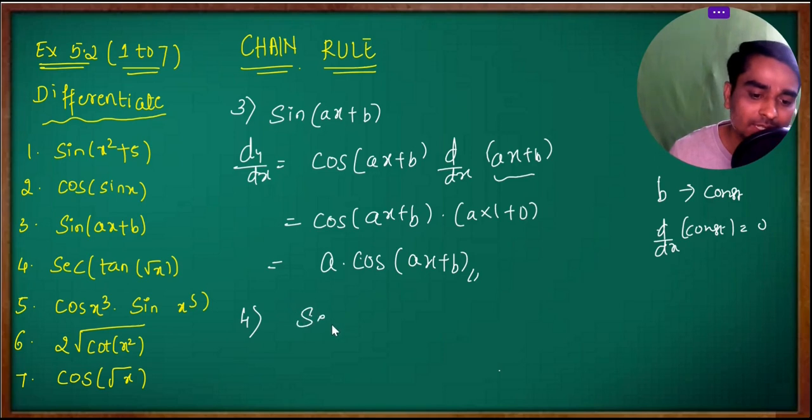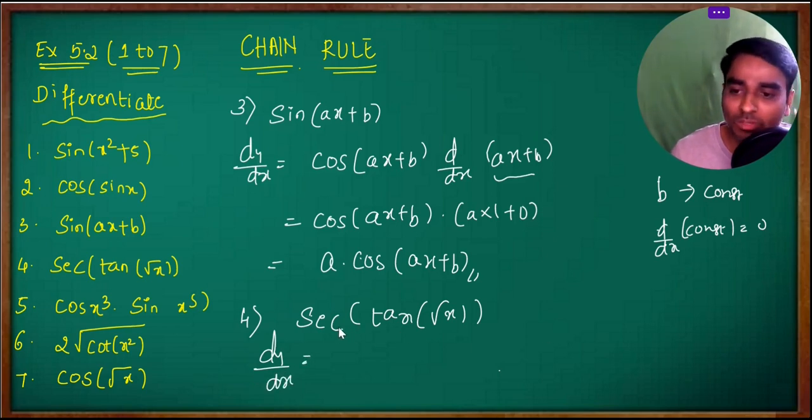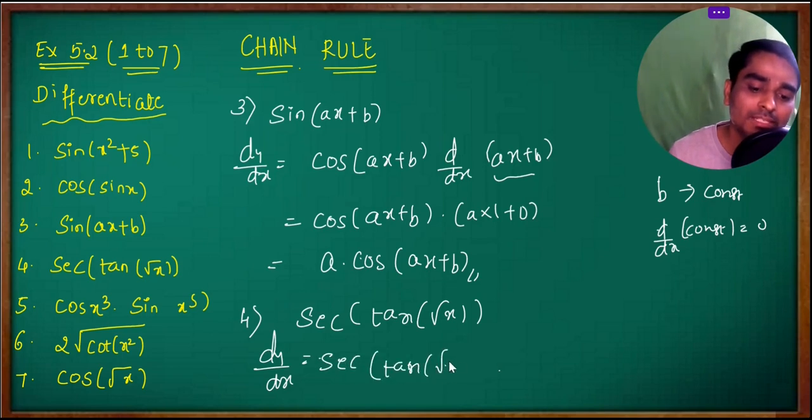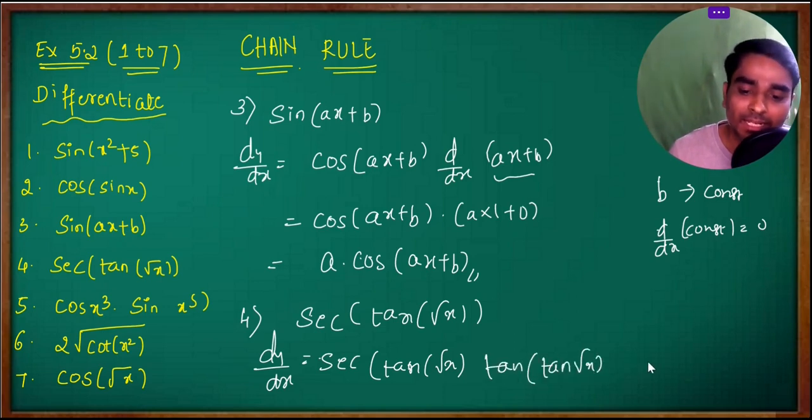What is the fourth question? Secant of tan of root x. This is a very good question, and this is being asked. dy by dx equals first secant of something, because we are going from outside, right? So I will write secant tan of root x, then I'll take the differentiation of tan root x now. Now, how did this secant into tan come here?